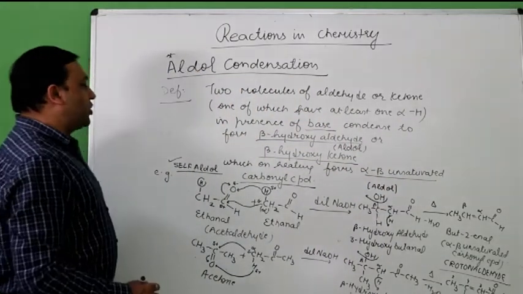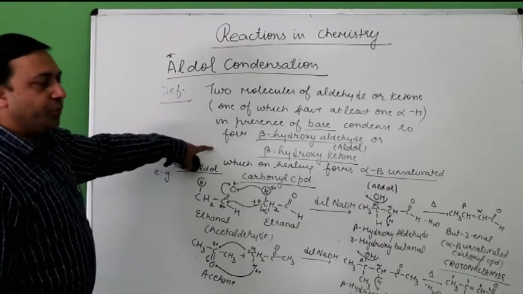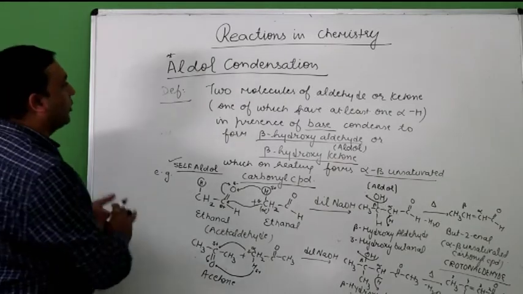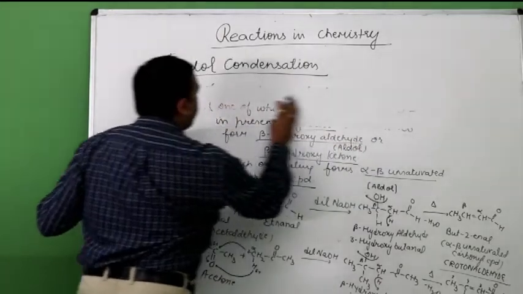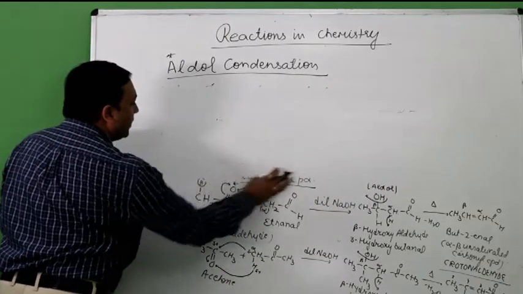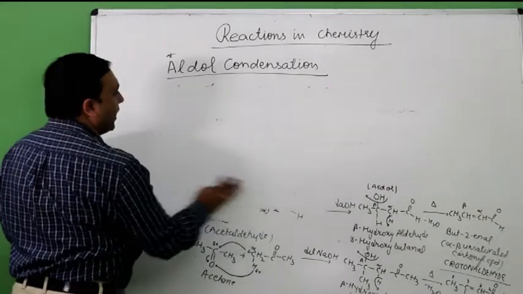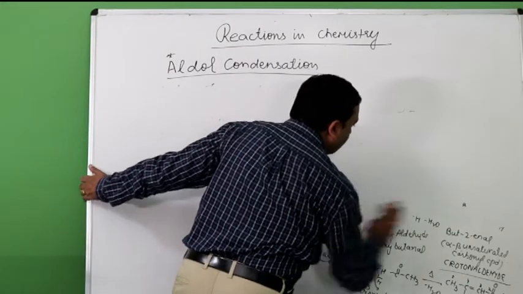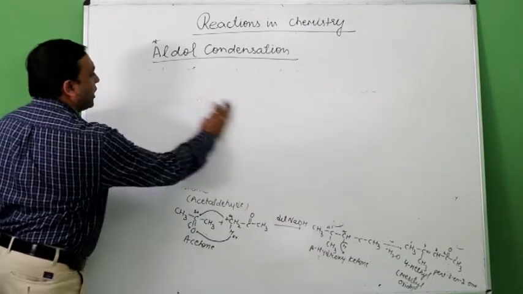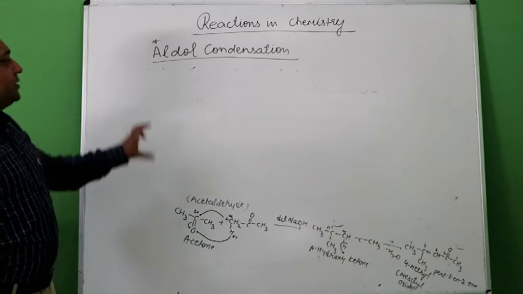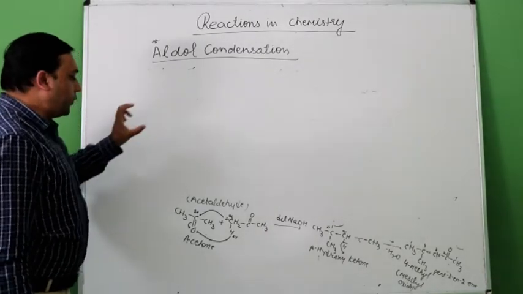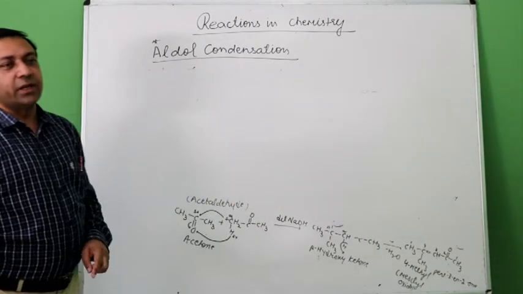Now this compound is called, very important compound, mesityl oxide. Now what is this aldol condensation? I have explained the definition to you. I have given two examples. Now I will be starting with the mechanism of this reaction. Two molecules of aldehyde or ketone in presence of dilute NaOH condense to form beta hydroxy aldehyde or beta hydroxy ketone, which on heating form alpha beta unsaturated aldehyde or alpha beta unsaturated ketone. The question that can be asked is, convert ethanol to crotonaldehyde, convert acetone to mesityl oxide.